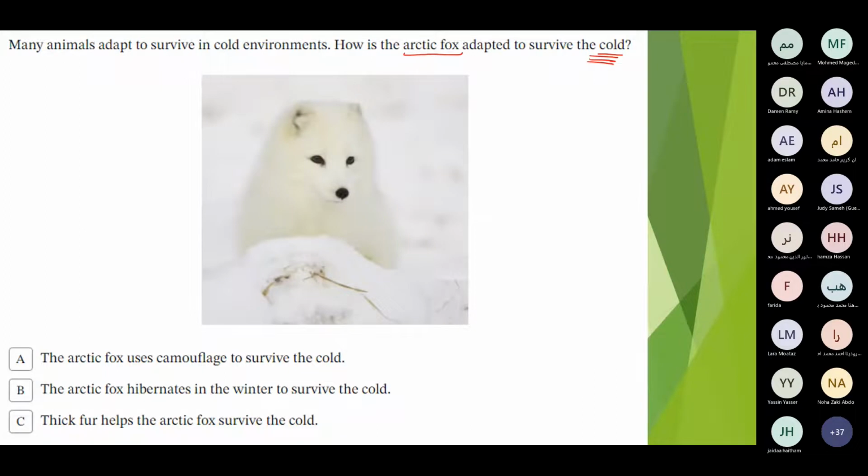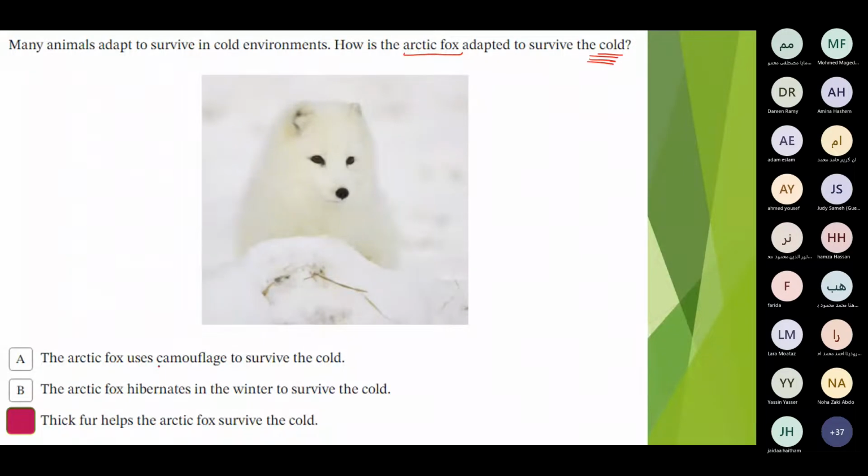Mm-hmm. No. Okay, what about the C option? Seek for help... The Arctic fox... survive the cold. What do you think is the correct answer? C. Yes, correct. Bravo, Karma.